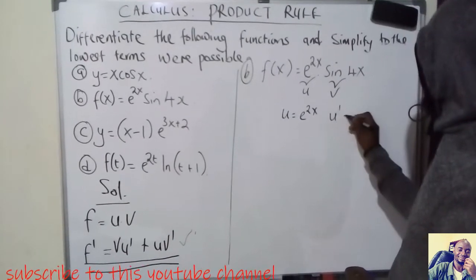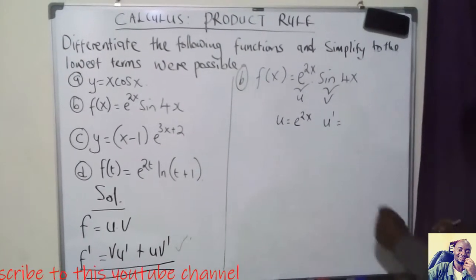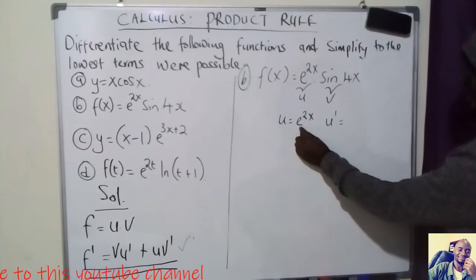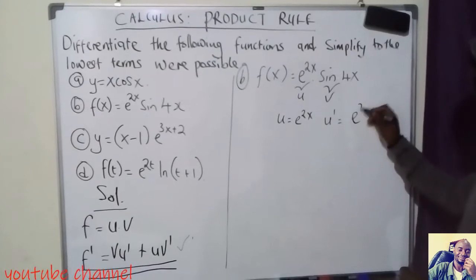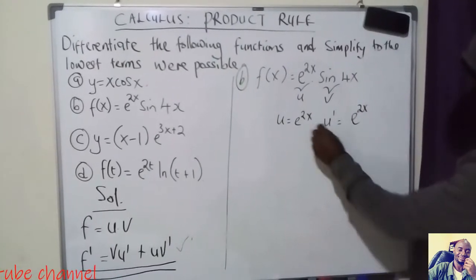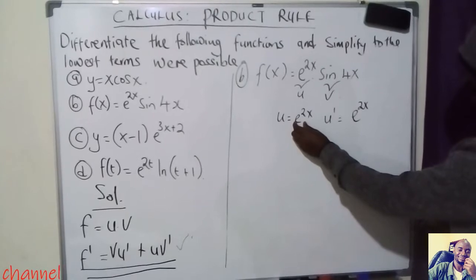Then u prime will be equal to, when you try to differentiate e, it doesn't change, so it will be e 2x. Now, when you differentiate e, you have to use the chain rule again.